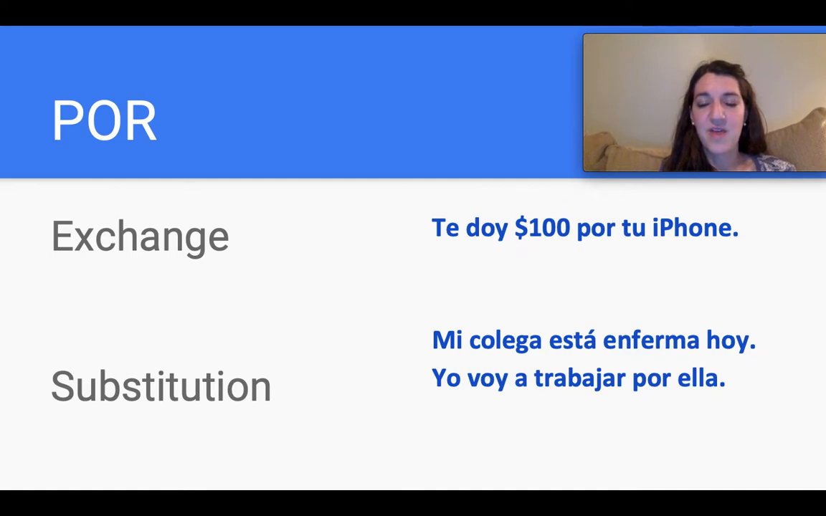Exchange, you still want to use por for that. So if I'm going to give you $100 for your used iPhone, I give you this, you give me that, you want por.